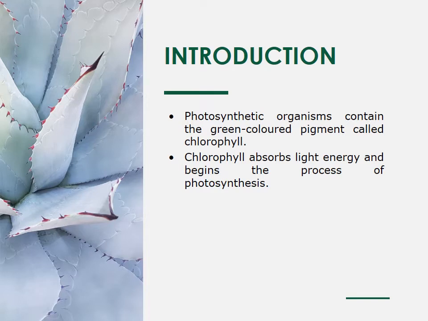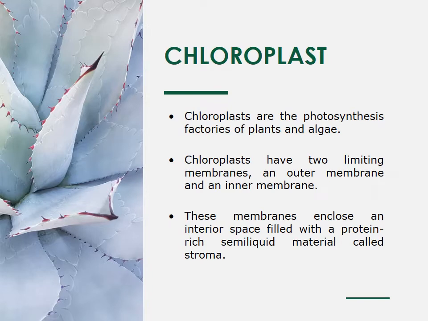So photosynthetic organisms contain green color pigments called chlorophyll. So don't forget, every photosynthetic organism has a pigment called chlorophyll, and this chlorophyll absorbs light energy and begins the process of photosynthesis. Maybe if you see it in your question, just know that chlorophyll begins the process of photosynthesis. So now let's talk about the chloroplast.